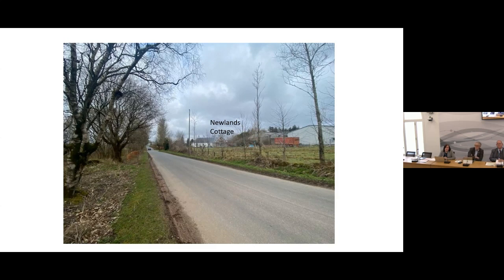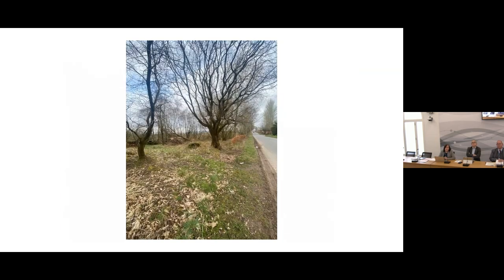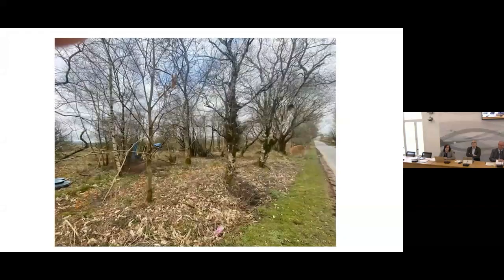Next slide, please. And this is now some photographs of the site. So this is looking towards the north with Newlands Cottage on the other side of the road. The application site is on the left, where we see the verge and some of the trees. Next slide, please. And then this is coming further round towards the application site. Again, you can see the roadside there, the verge, some of the existing trees that exist on the site. Next slide, please. And again, coming further round, you can see the type of trees we have on the site.